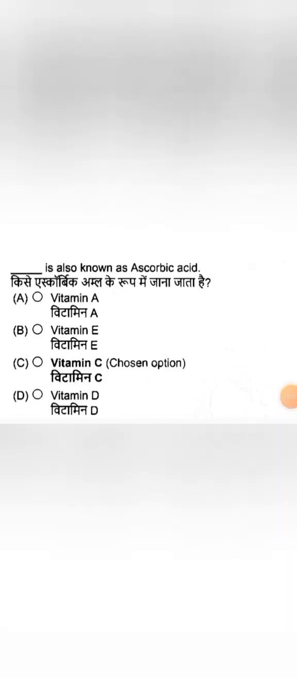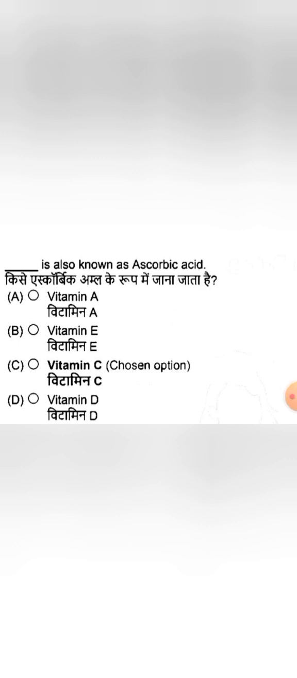And the next question, dash is also known as ascorbic acid. Options. Option A, vitamin A. Option B, vitamin E. Option C, vitamin C. Option D, vitamin D. Which is known as ascorbic acid? And the correct answer is option C, vitamin C. Vitamin C is also known as ascorbic acid.